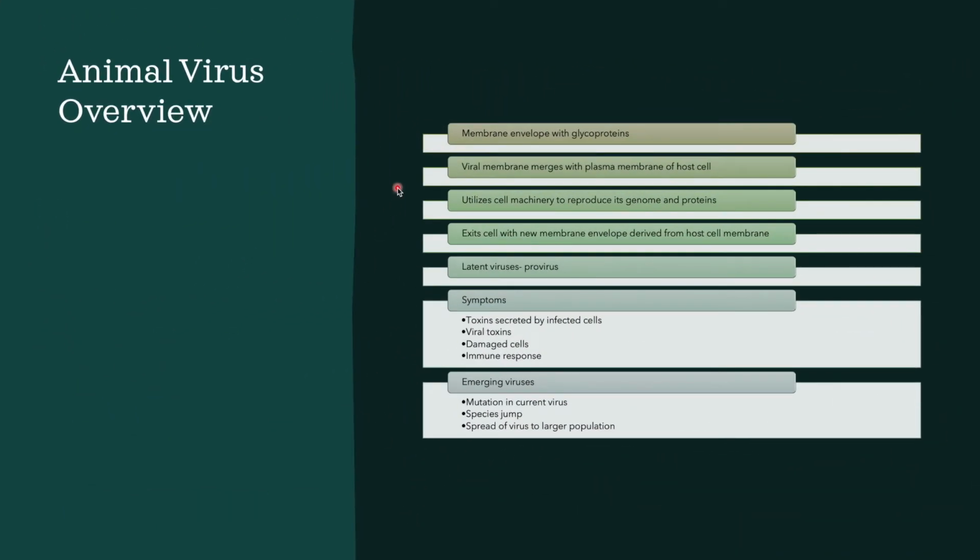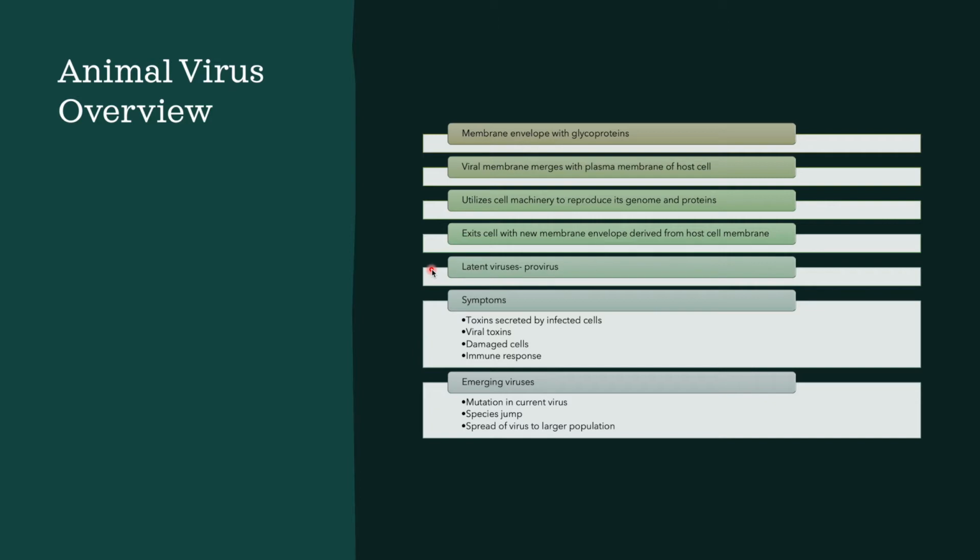Animal viruses are coated with a membrane envelope. This membrane envelope contains glycoproteins that bind to receptors on the host cell. The viral membrane merges with the plasma membrane, allowing the capsid to enter the cell. Inside the cell, the virus removes the capsid coat and utilizes the cell machinery to reproduce its genome and proteins. As the virus leaves the cell, it takes on a membrane envelope stemming from the host plasma membrane.